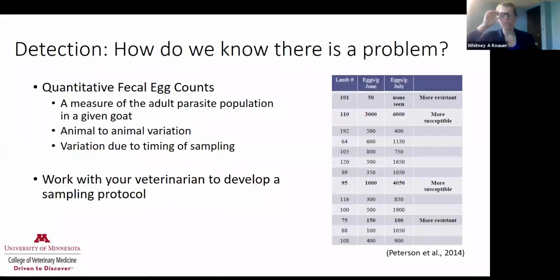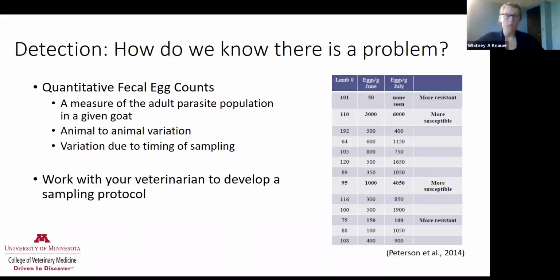All right, so next we're going to talk about detection and treatment. The first thing to consider is, how do we know there's a problem? One of the ways that we can do that is with fecal egg counts. There's qualitative and quantitative. Quantitative is where we actually measure the number of eggs in a certain amount of fecal material. And so this is a measure of the number of adult parasites in a goat or sheep population.